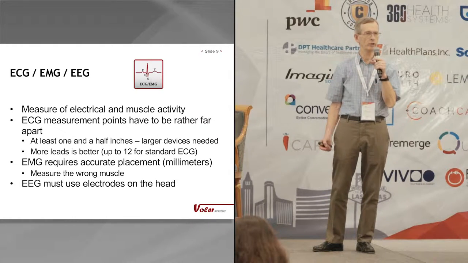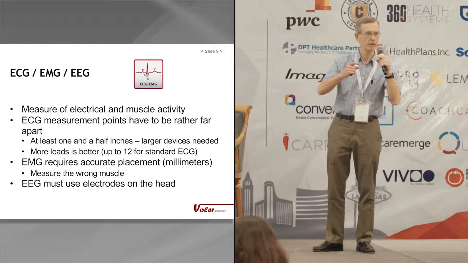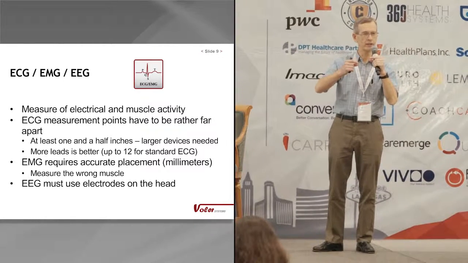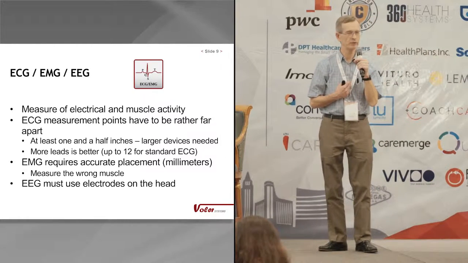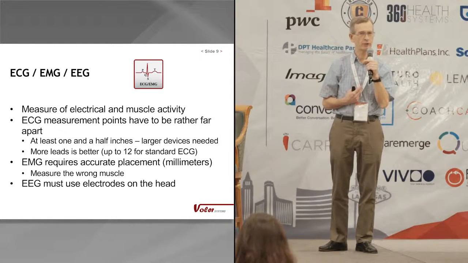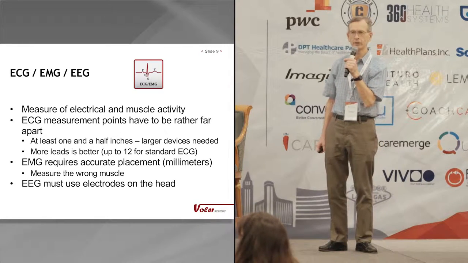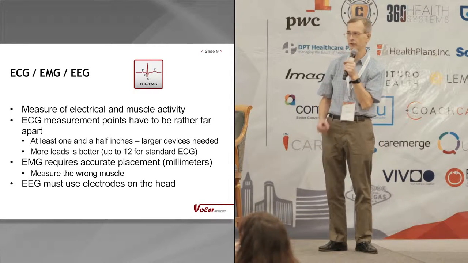Now, the way it works is you have one hand on one lead and the other hand on the other lead, so it's well separated. If you have two electrodes on the chest, and if they're not far enough apart, you won't get a good signal. So a really small device isn't going to work.